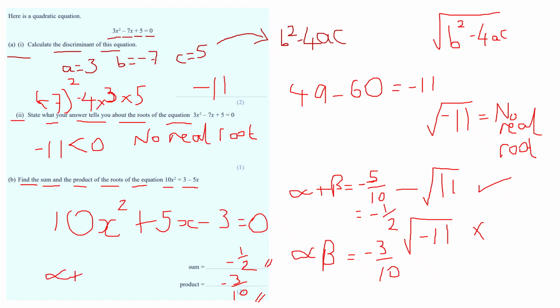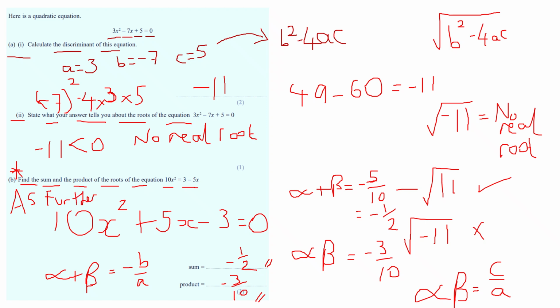Remember, alpha plus beta, which are our roots, is equal to minus b over a, where b is the coefficient of x and a is the coefficient of x squared, and alpha beta, the product of the roots, is c over a. That is for roots of a quadratic, which is taught in AS level further maths. So this part here is AS level further maths, looking at sum and product of quadratics, polynomials of degree 2.